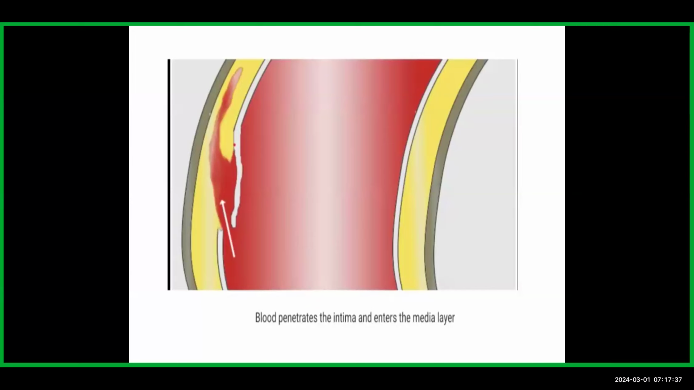Our next slide is just trying to give us a pictorial view of blood penetrating the intima and entering the medial layer. So it gives this picture of a false aneurysm, because the tear does not involve the entire 3 layers. So that's more like a false aneurysm. But when it involves the entire 3 layers, that's more like a true dissection.